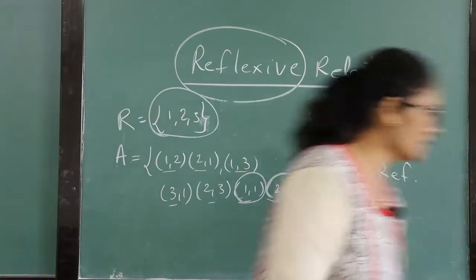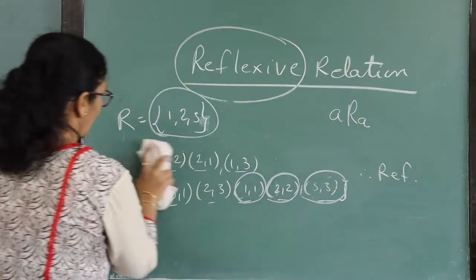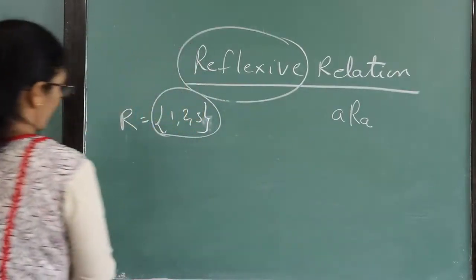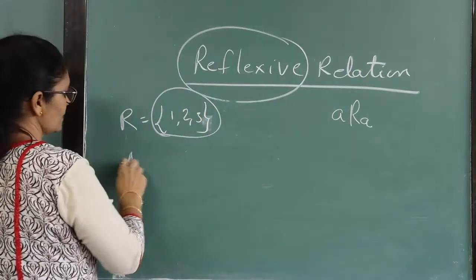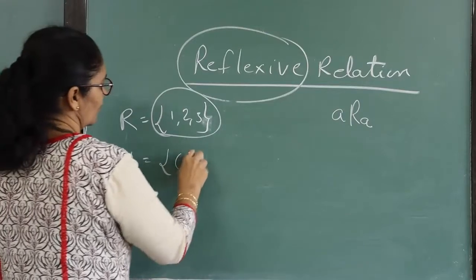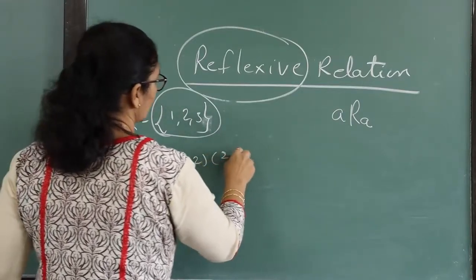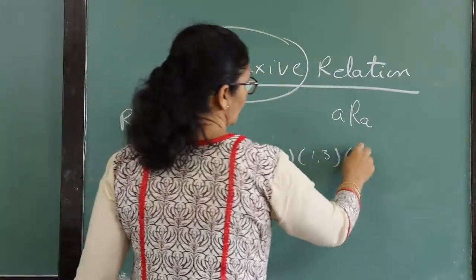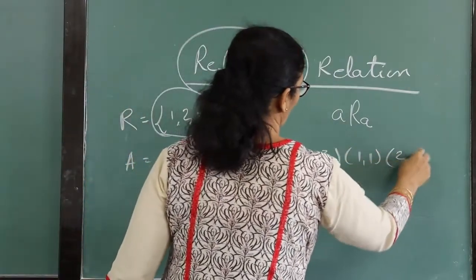Let's take one more example. I take this same example, but we just change the elements. Suppose we have set A, and the relation is (1,2), (2,3), (3,1), (1,3), (1,1), (2,2).